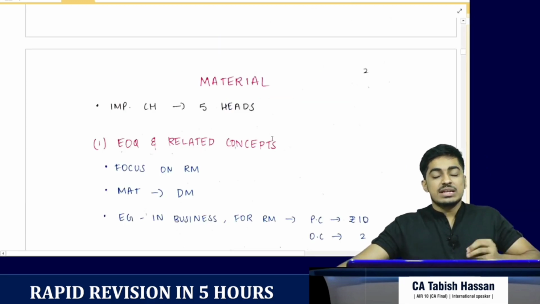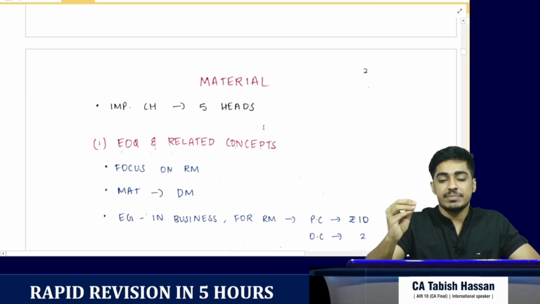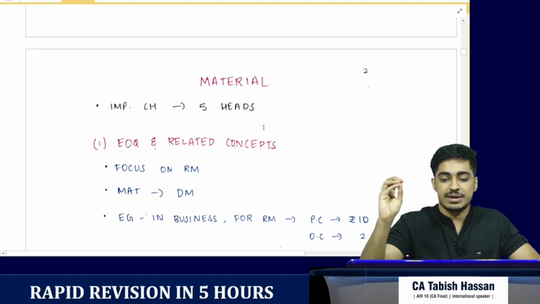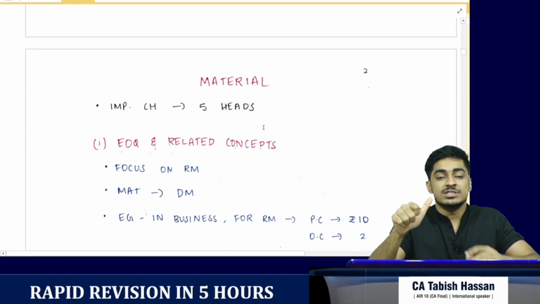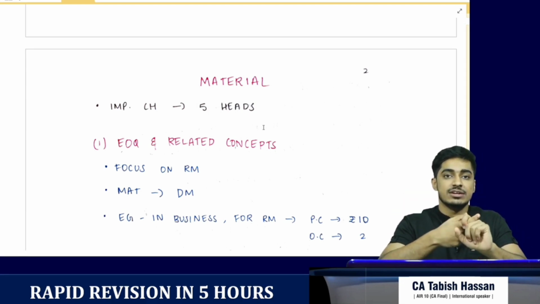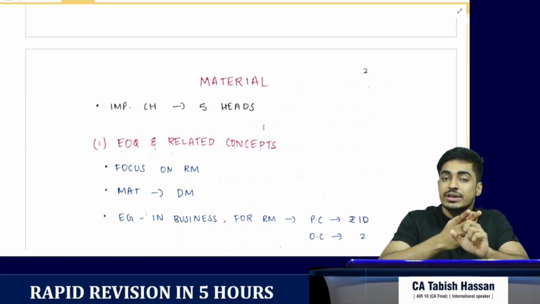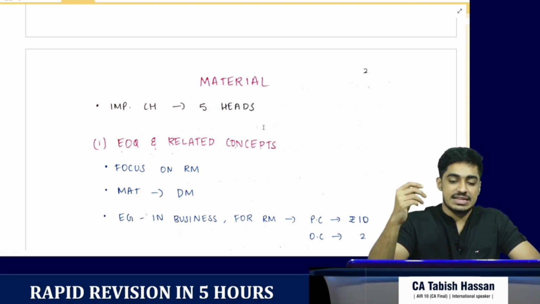Now let's get to our first chapter, material. It's a very important chapter. On an average, every attempt has 8 marks of question from this chapter, material. I've divided this chapter into 5 headings. First, we'll see EOQ and its related concepts. Then we'll see inventory levels and its related concepts. Then we'll see the material turnover ratio. Then we'll see the stores ledger, and then we'll have a look at the miscellaneous areas.